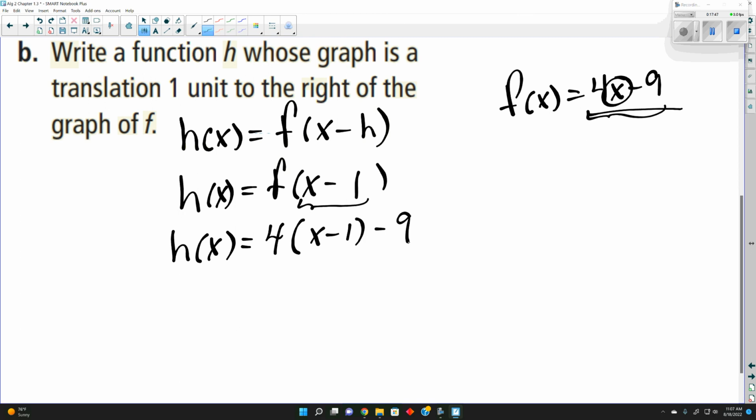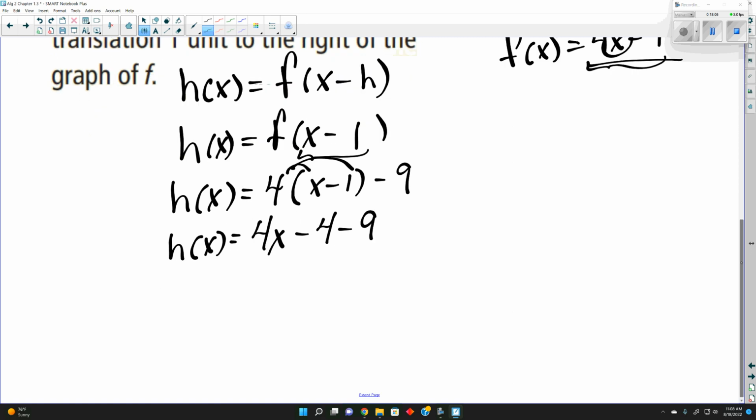So we have the 4 in front of the parentheses, yes? So we have to distribute. 4 times x is 4x. 4 times negative 1, minus 9. 4 minus 9. I know negative and negative makes positive. So when we subtract a negative, it's a bigger negative.